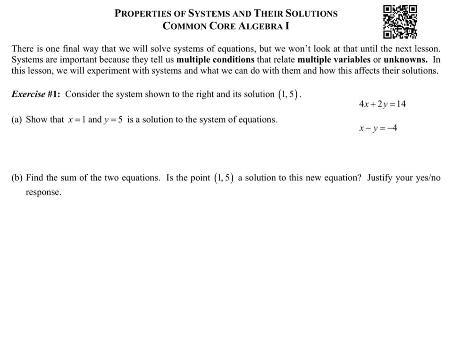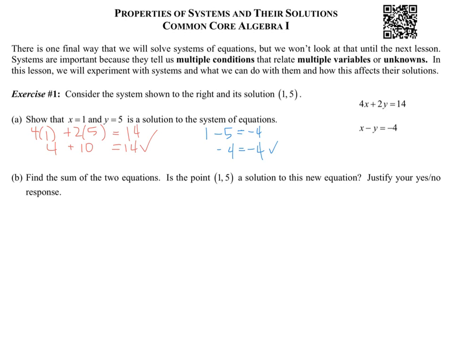So the first equation, 4 times 1 plus 2 times 5, does it equal 14? 4 plus 10, does it equal 14? Yeah, 4 plus 10 equals 14. Then the second one is 1 minus 5 equal to negative 4. Yes, negative 4 is equal to negative 4, so that's how it's true.